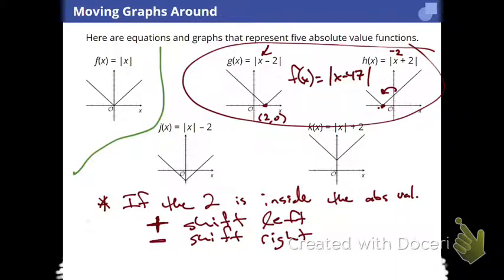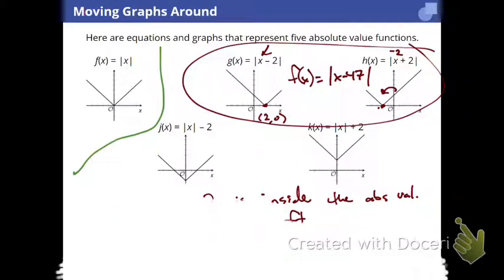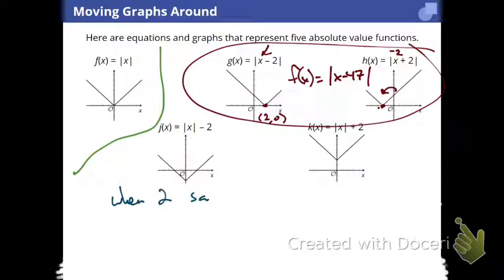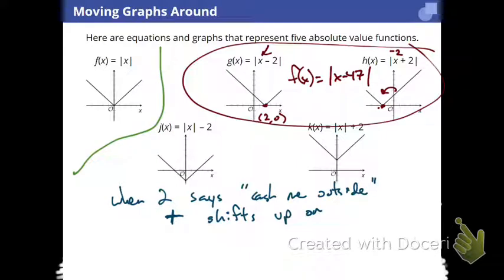Okay. So next up, let's talk about when the x is outside. When the x is outside of the absolute value. I'm going to change colors here quickly. So, or when 2 says, cash me outside. What? Okay? That's the math terms. So when 2 is outside, what happens when it's positive? Who can explain what happens when the 2 is outside and positive? What happens to my graph? Ivy? Well, it shifts on like the y-axis. Which direction, up or down? Positive shifts up. Up on y-axis, I like that. And then the negative shifts down. Yeah.